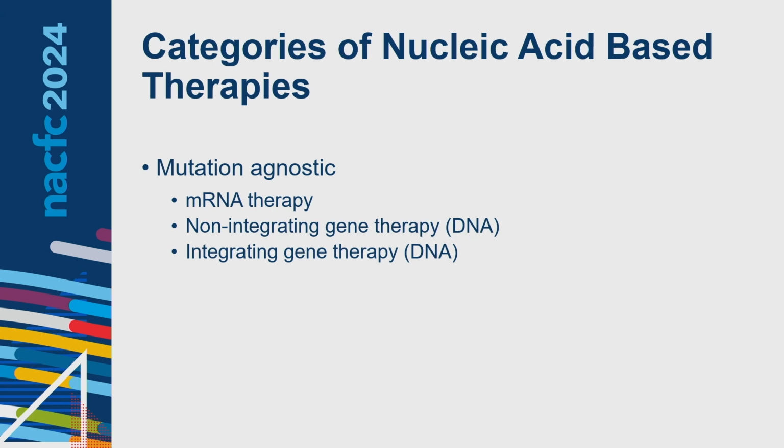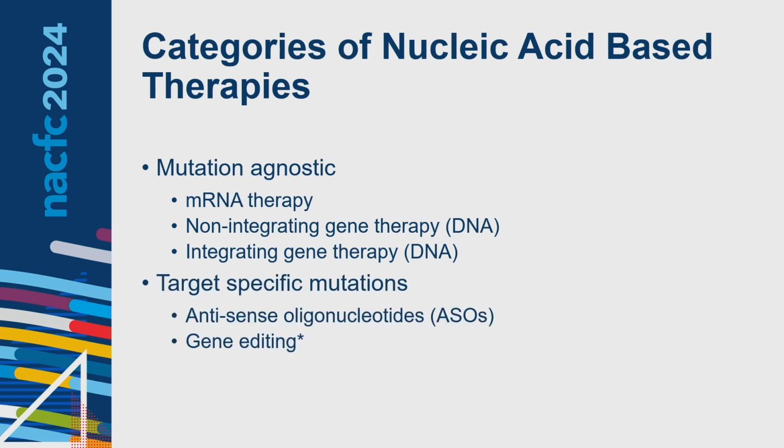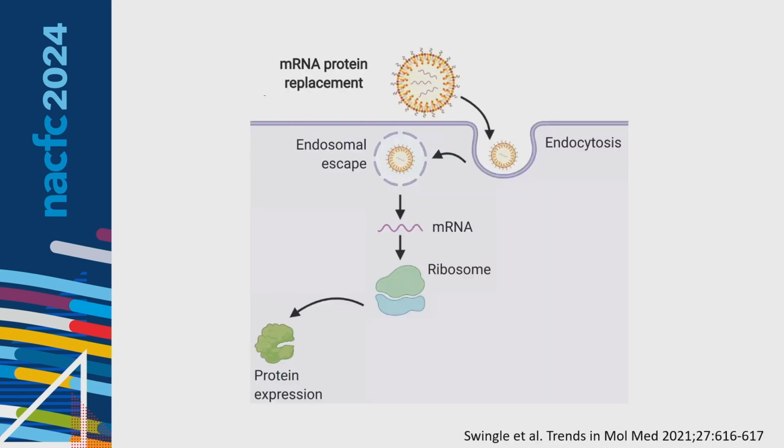But we're giving normal information, so it doesn't matter what the prior CF mutation was because we're just giving a normal version. So there's mRNA therapy, there's non-integrating gene therapy, so that's where it does not combine into the patient's DNA. There's integrating gene therapy where it does then integrate into the patient's own DNA. And then there's target-specific mutation, or things that target specific mutations, so antisense oligonucleotides, and then gene editing, which I'm putting an asterisk because there are some approaches to gene editing that could theoretically address most, if not all, mutations. So I'm going to go into these in more detail in upcoming slides.